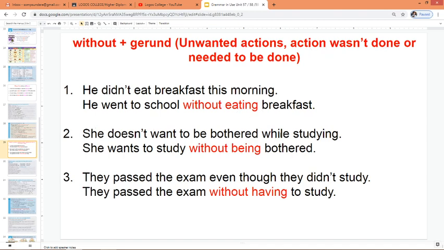She doesn't want to be bothered while studying. She wants to study without being bothered. This is an unwanted action. She doesn't want anyone to bother her because she wants to focus on her studying. And number three, they passed the exam even though they didn't study. They passed the exam without having to study. I guess they're pretty smart, so they didn't need to study. So this is an example of an action that doesn't need to be done.